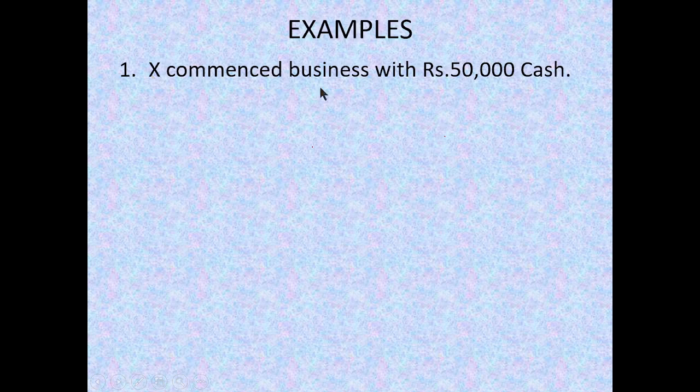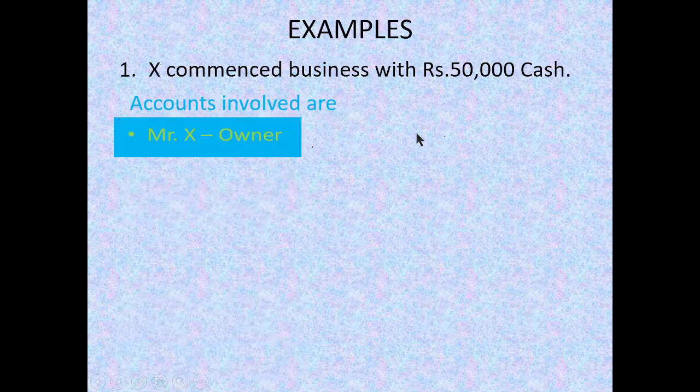But in accounting, business is separate from the owner. It is an entity concept. So while writing journal entries, we have to write journal entries from the point of view of business. So business received 50,000 rupees from Mr. X, even if X is the owner. So in this, accounts involved are Mr. X, owner, and business received cash.